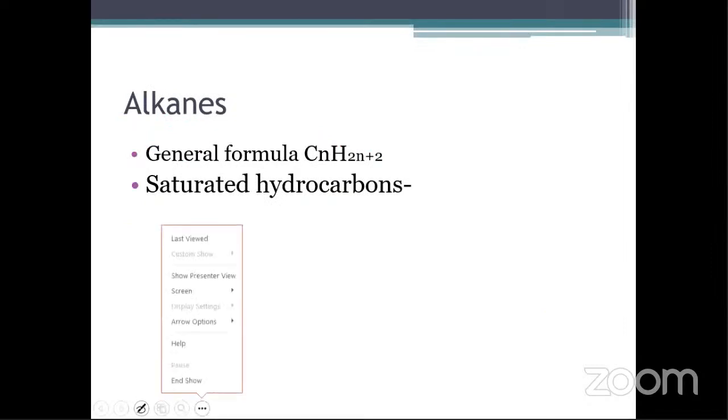Let's say we had pentane, C5H12. Tell me some products that you can get. Tell me 2 products that you can get from pentane, from cracking.